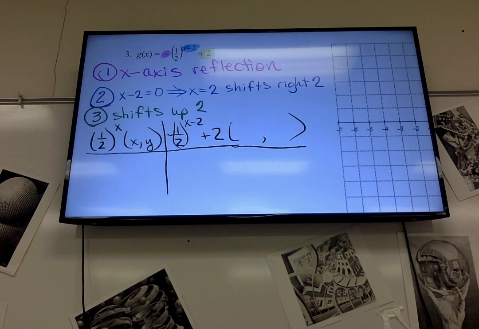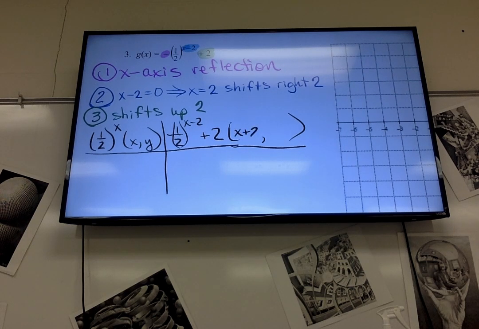Okay, Tyler, what's going to happen to the x? We're going to add 2. Yep, so it's going to be x plus 2, and that's because it shifts to the right 2. What about the y, Amaria? Add 2. You are going to add 2 because it shifts up 2. Anything else? Negative y. It's going to be a negative y because of the x-axis reflection. That means if it's flipping up from up here, it's going to flip to down here, which changes the y. So it's negative y plus 2.